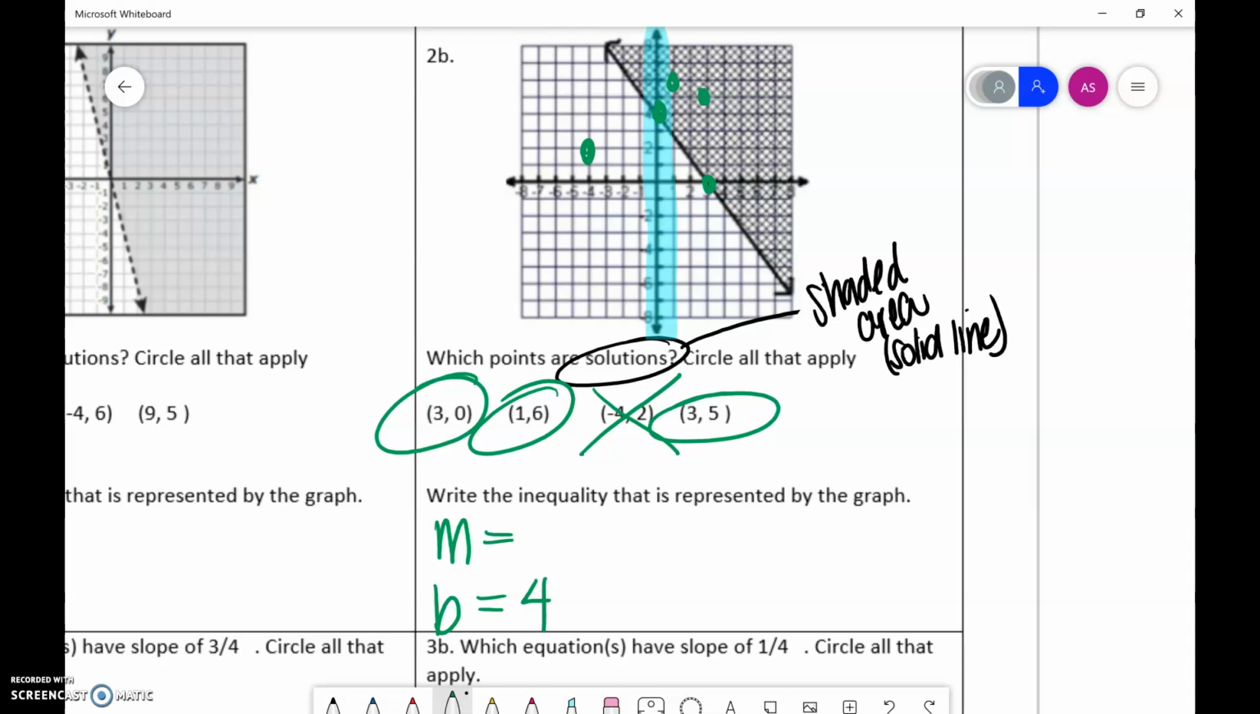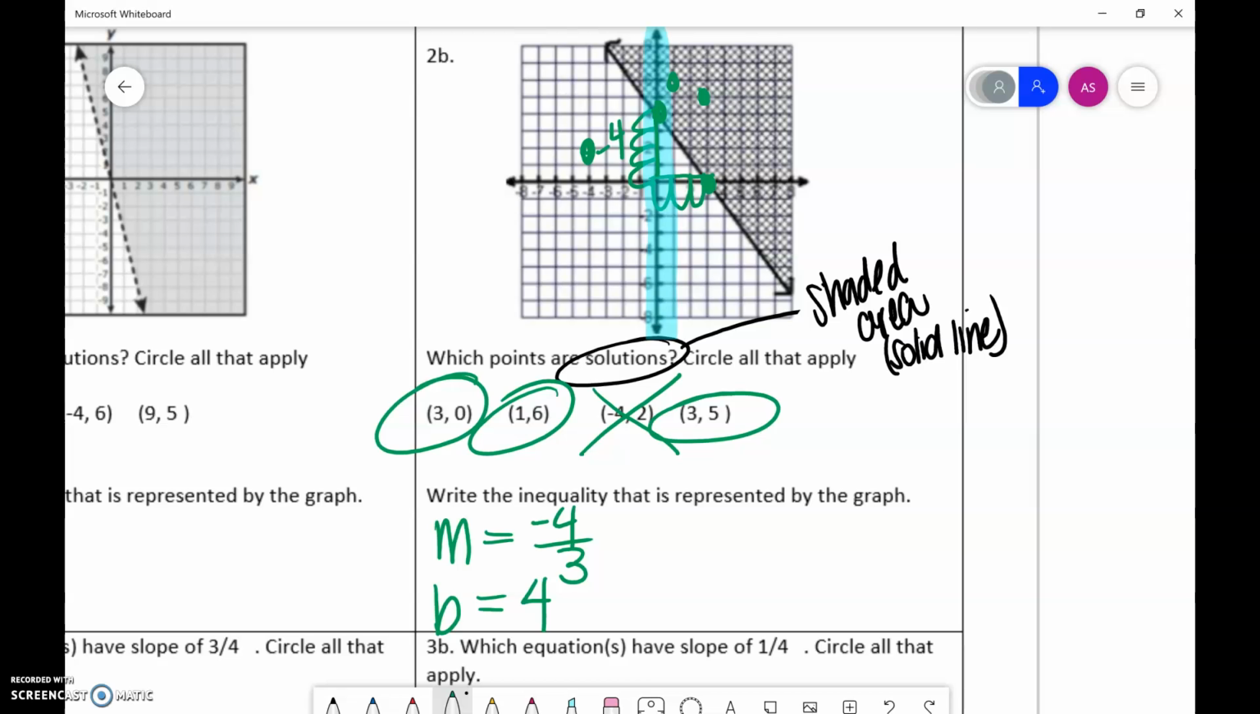Then let's go ahead and pick 2 points. So we already have those. And we're going to count our change in y over our change in x. So I'm going down 1, 2, 3, 4. So that's -4. And I'm going over 1, 2, 3. So that's -4/3 for my slope.